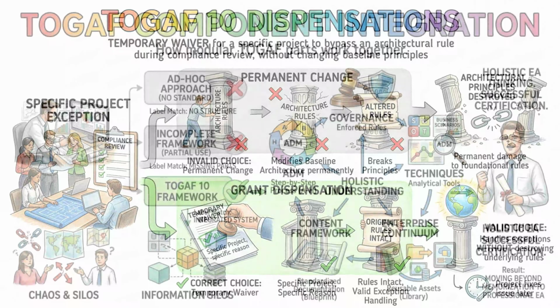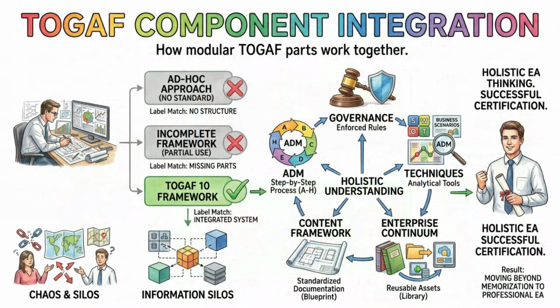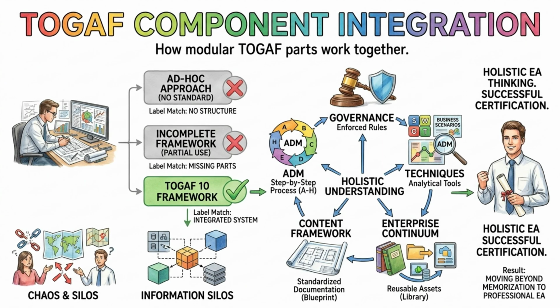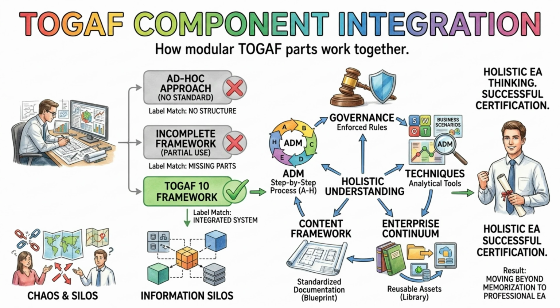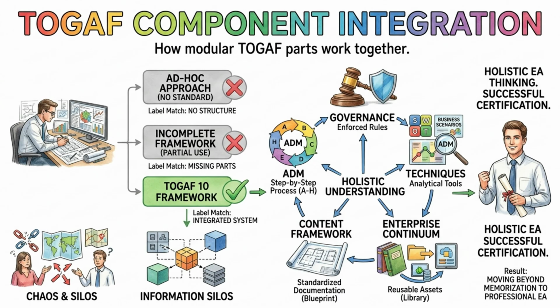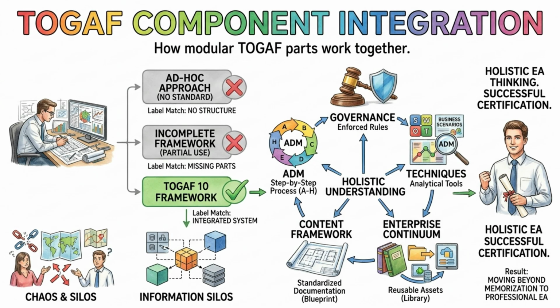As we look back across the entire TOGAF standard, you can now see how all the modular pieces fit together perfectly. The ADM provides the step-by-step process, the techniques provide the analytical tools, the content framework standardizes the documentation, the continuum organizes the reusable assets, and governance enforces the rules. When you understand how these components interact, you move beyond simple memorization and truly start thinking like a professional enterprise architect. This holistic understanding is exactly what the certification exam is designed to validate.